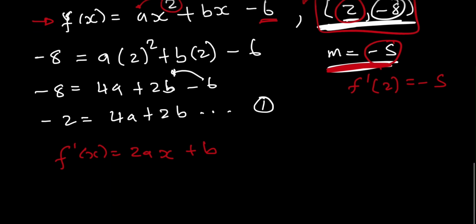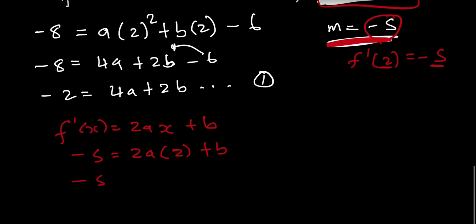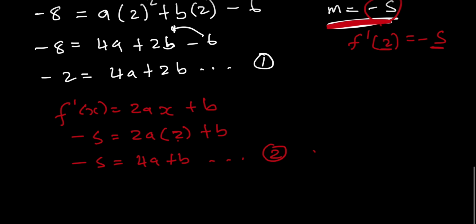So now they told us the first derivative where x is equal to 2, the derivative is minus 5. So therefore we have to say now, okay, the first derivative is minus 5 when the value of x is equal to 2. And this will be our equation number 2. So now this thing is going to be the same thing as minus 5 equals 2 multiplied by 2, that's going to be 4a plus b. And this will be equation number 2. So now we have equation 1 and equation number 2.